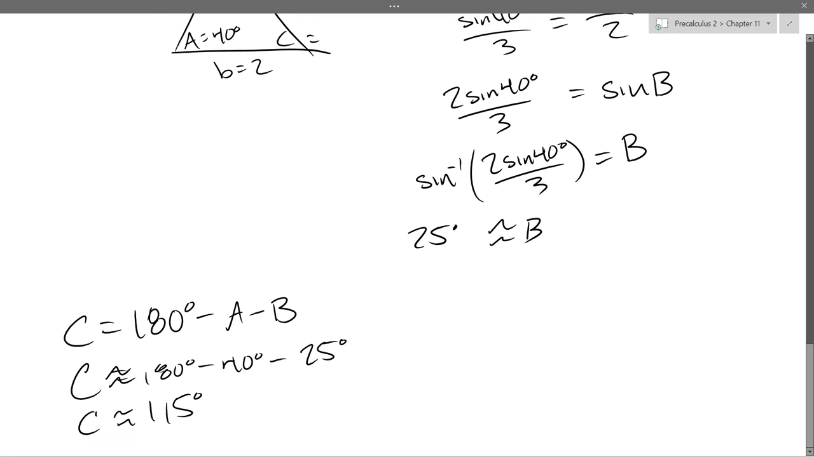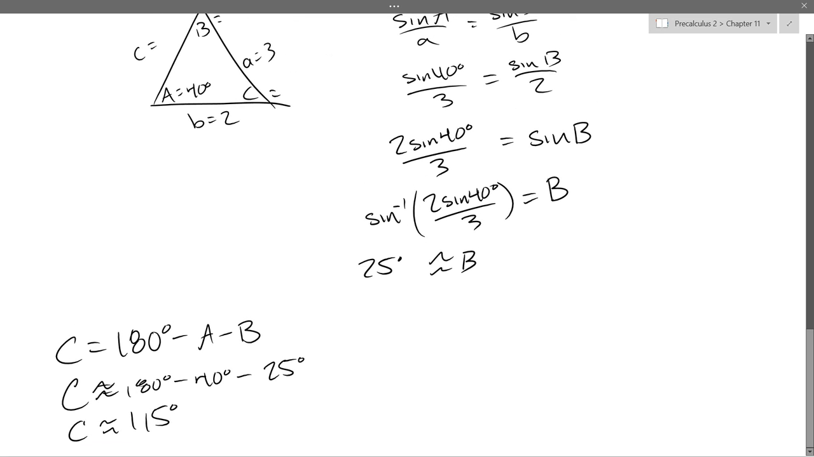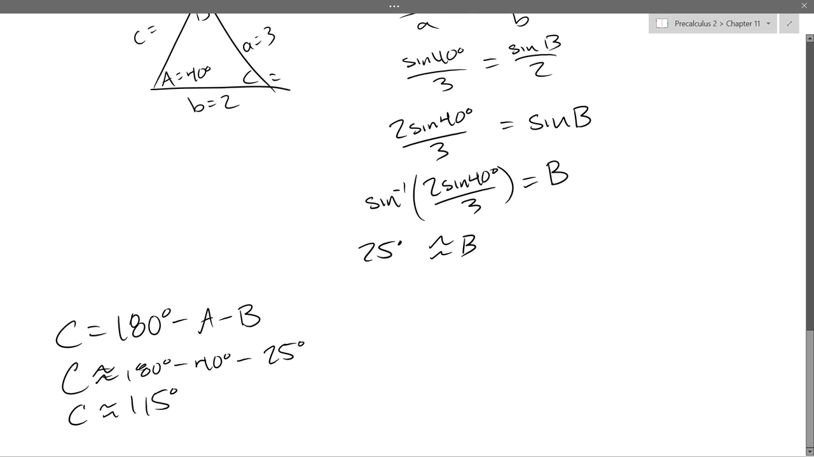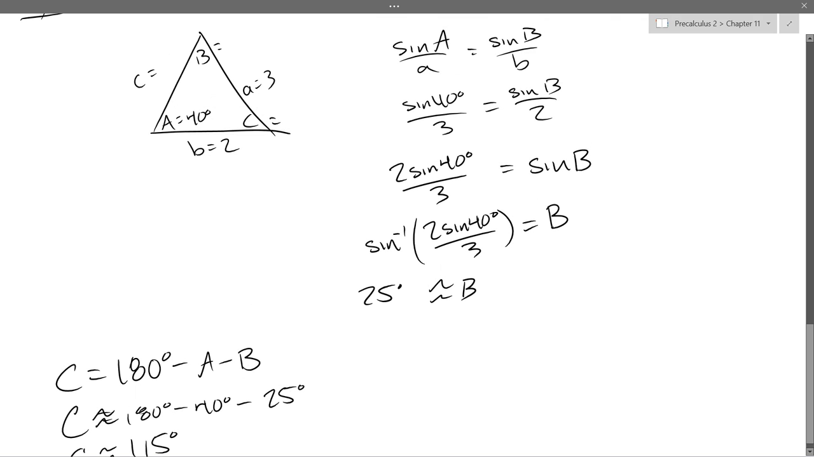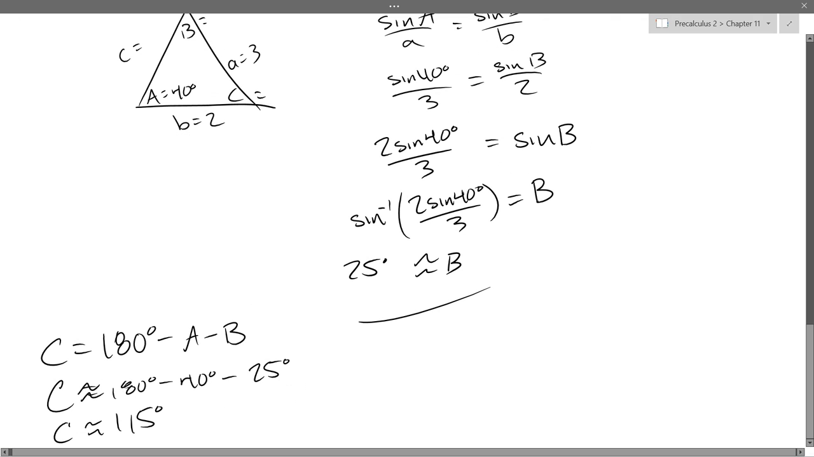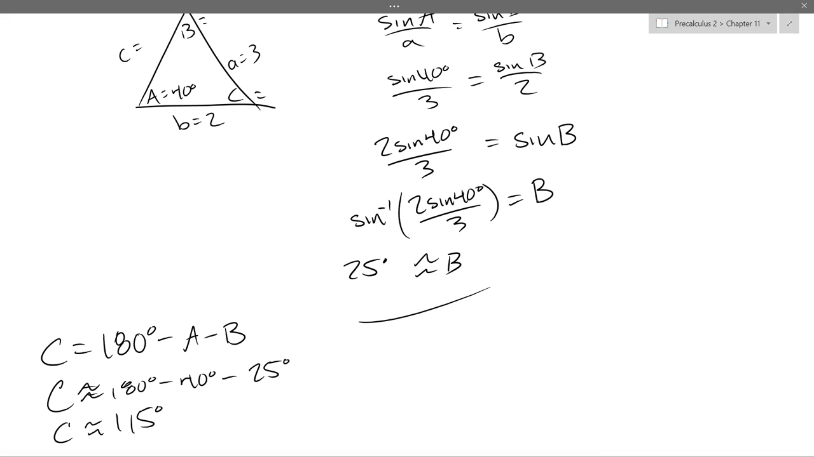All right, so that's angle B, angle C. How do I now get side C? So we just need to relate side C to angle C, and then we either go back to A's or B's. B has already been approximated, so let's go back to A's instead. So we knew the exact A side and the exact A angle. So let's relate C's back to A's. So we're using the exact ones.